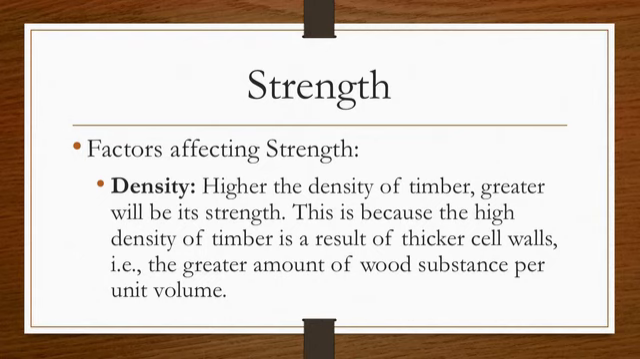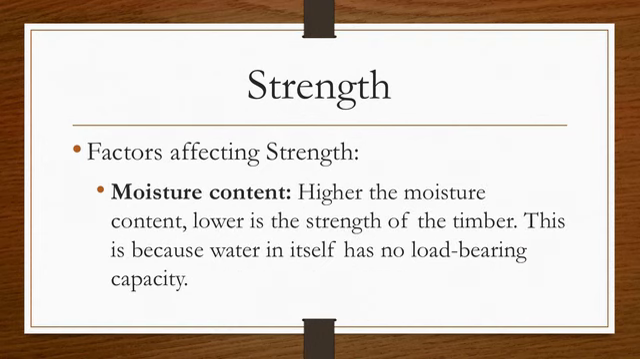So it says that the higher the density of the timber, the greater its strength will be. The thicker it is, the more dense it is, the stronger it will be. This is because high density of timber is a result of thicker cell walls. Thicker cell walls mean a denser tree, and a denser tree means greater strength. That is a greater amount of wood substance per unit volume. Yes, same thing, a greater amount of wood per unit volume.